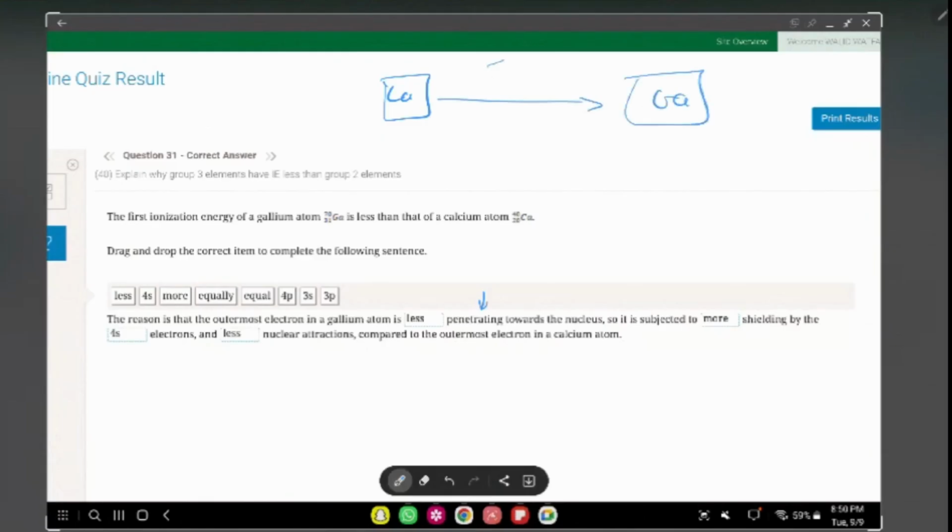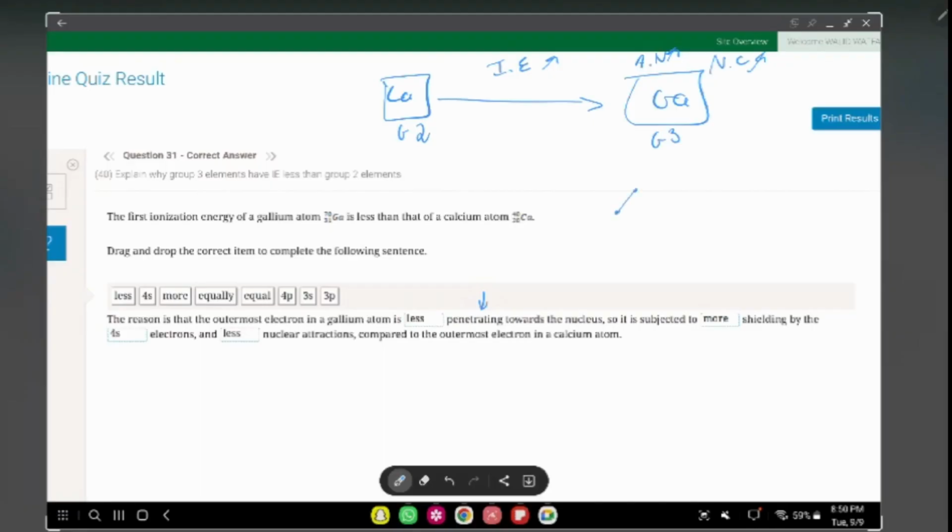Now we said that the ionization energy is higher. We said that the atomic number over here is higher. The nuclear charge is higher. All of these things are higher. Now, obviously, the reason is that the outermost electron in the gallium atom is less penetrating towards the nucleus. So this actually is part of the exceptions that we have.